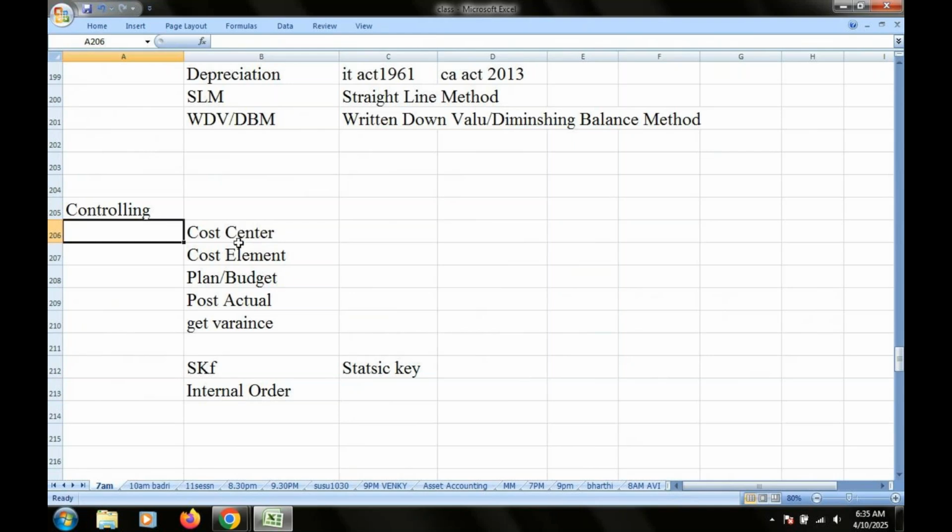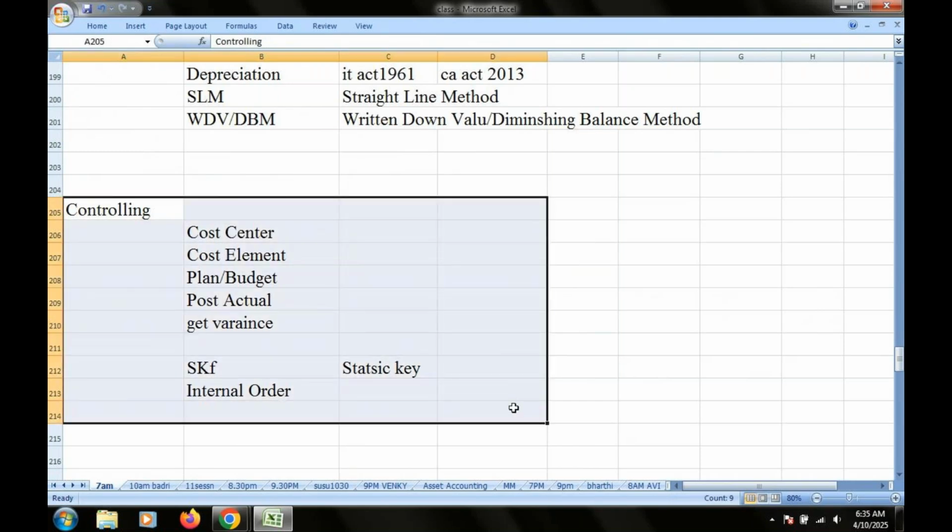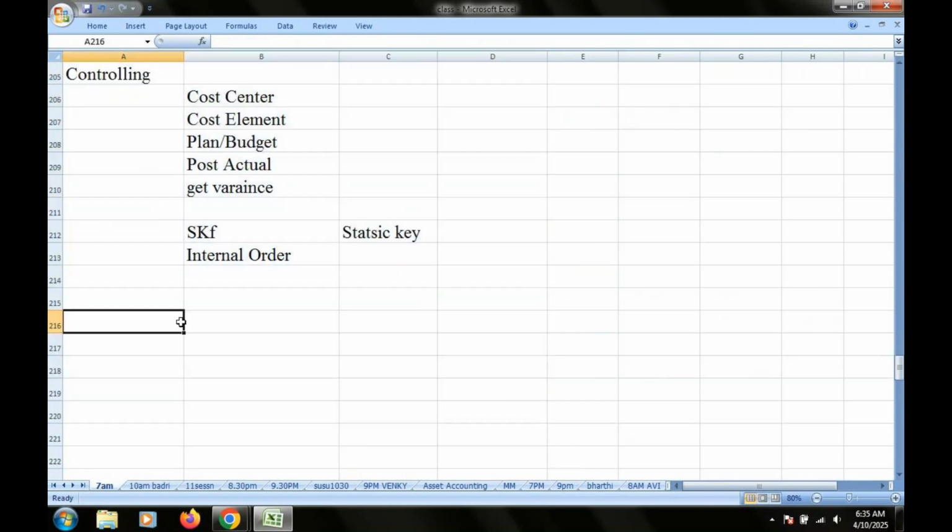Cost center and cost element are not an easy task. We need to do the backend configuration to maintain the controlling area and activate the controlling area. Only then are these all possible. Once the controlling part is completed, we focus on the integration level.